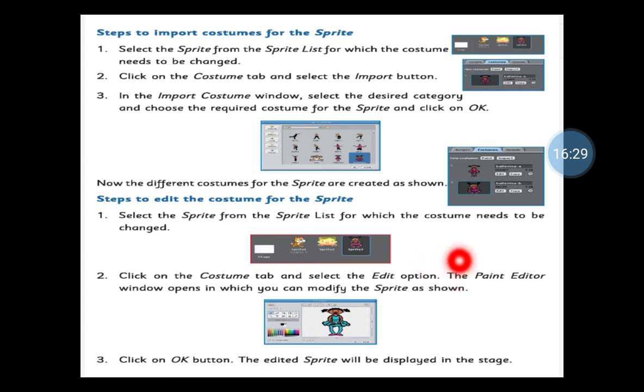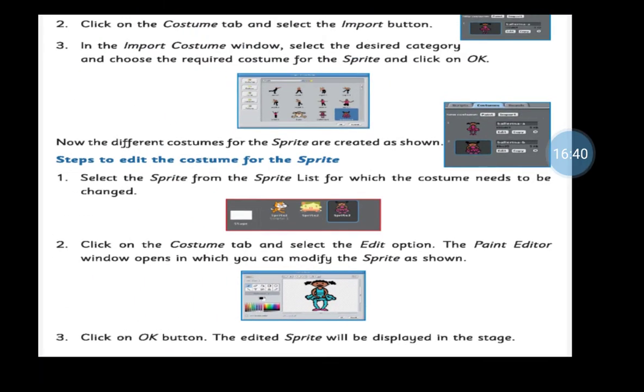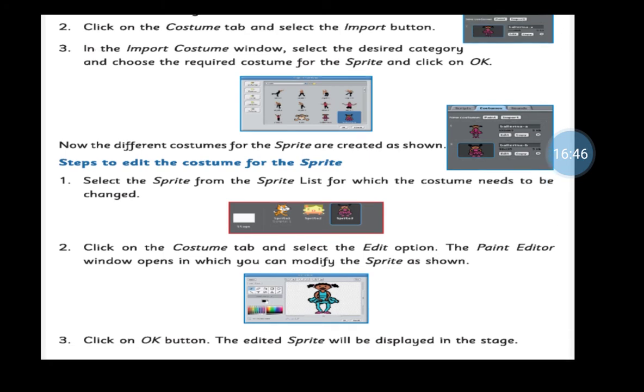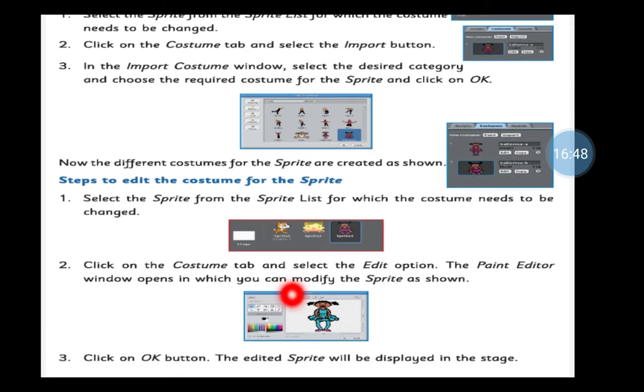Here after selecting Edit, this window will appear on the screen. This is the Paint Editor window. Here you can see some colors. From here you can select the colors which you want to change. Here they have selected blue color, right? Sky blue color they have selected. This is the dress color. Here the dress color is pink, but they have changed it from pink to sky blue. So this is the edit.